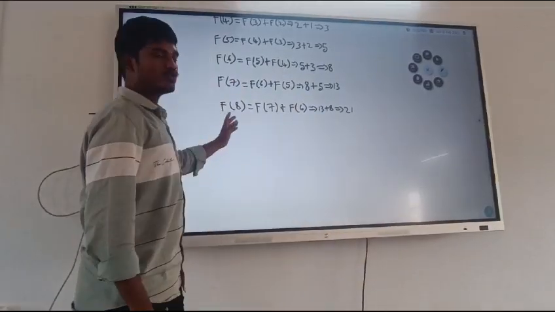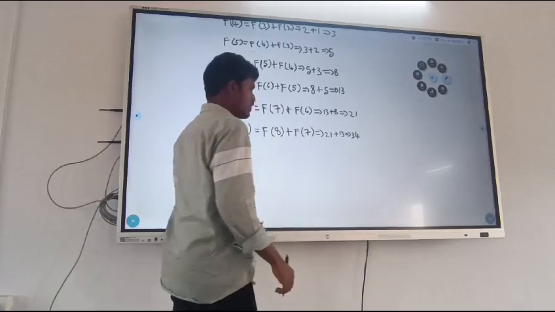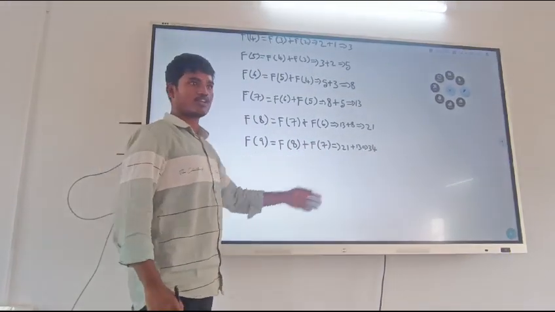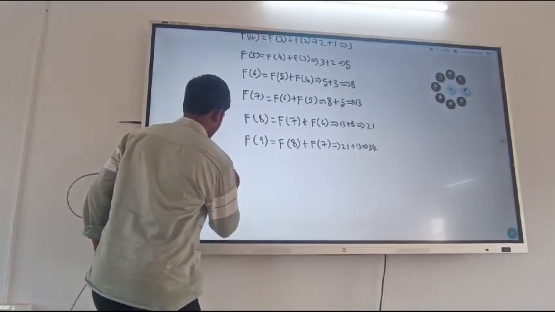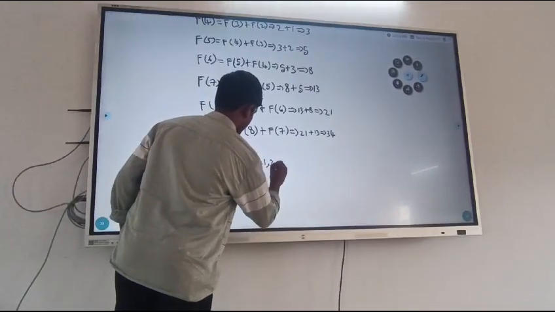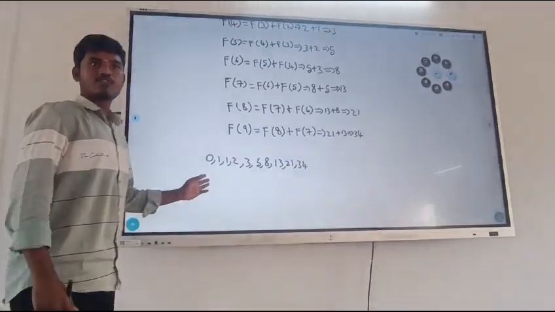Next f of 8 value is 21. Next f of 9 value is equal to 34. Then output is first 10 terms of the Fibonacci series.